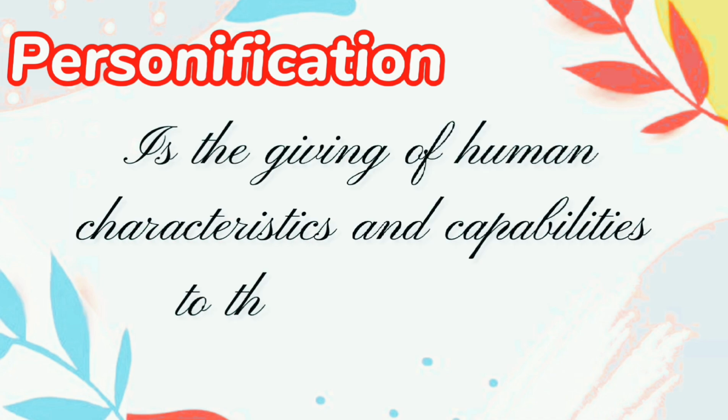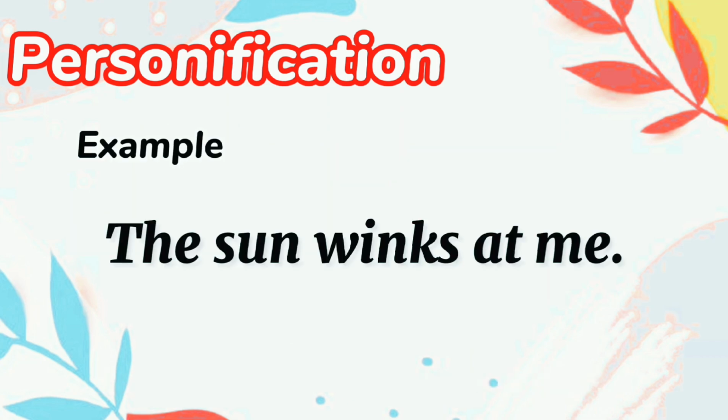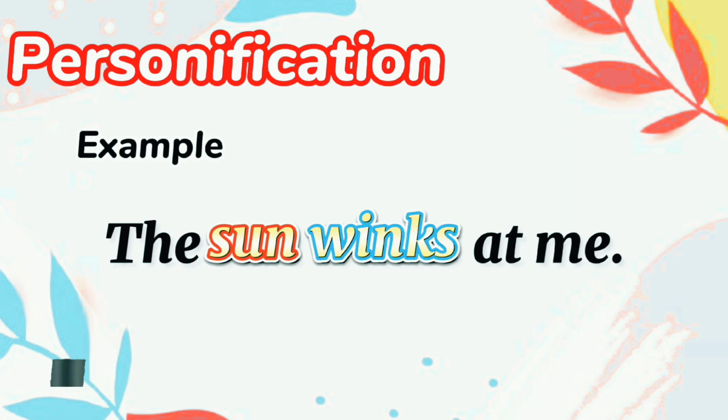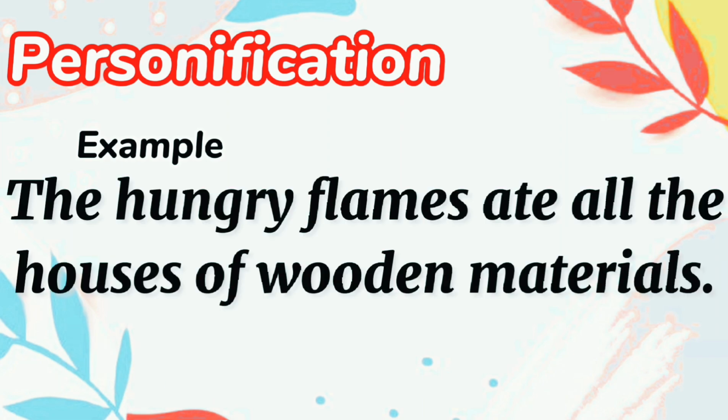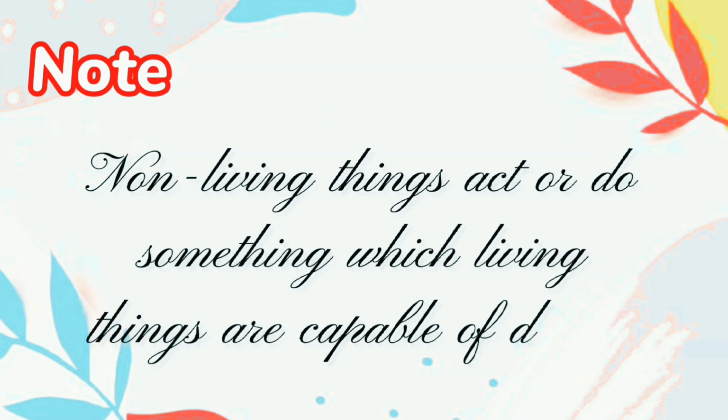Personification. Personification is the giving of human characteristics and capabilities to things which are inanimate or non-human. For example, the sun winks at me. In this sentence, the sun has been given life and acts as a human being because of the action word winks. Let's have another example. The hungry flames ate all the houses of wood and materials. In here, the flames were given human characteristics. Take note, for personification, non-living things act or do something which living things are capable of doing.